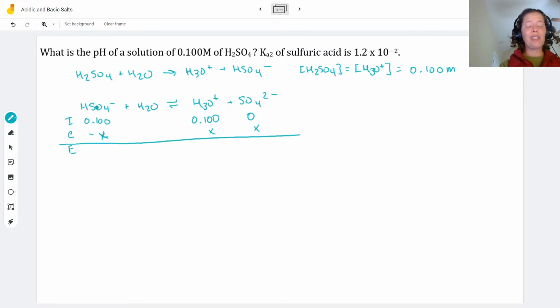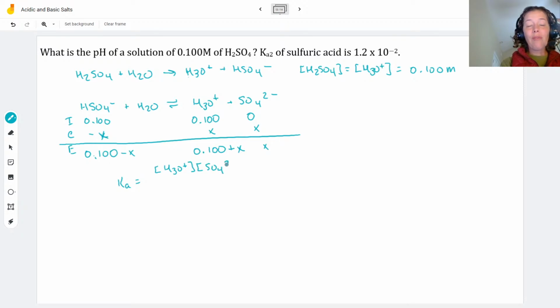Okay, so now I'm just adding down the columns. So this looks kind of like we're used to, but remember your hydronium looks like that, and then this is just X. So now we have multiple quantities to deal with, right? Okay, so Ka is equal to our products over reactants.